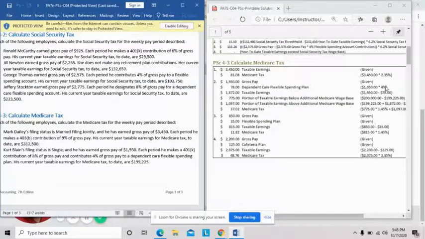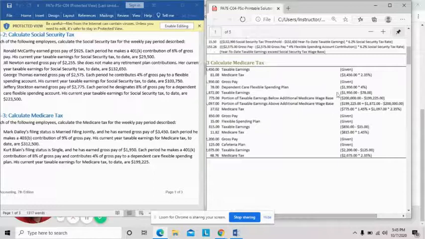Flexible spending plan is 4% of that to get $78. Then we subtract that amount to find the taxable earnings, 1,950 minus 78, found by multiplying 4%. To find the portion of the taxable earnings below the additional Medicare wage base, we take the $200,000 number and we subtract the $199,225. That's the current year taxable earnings for Medicare tax to date listed here in the problem.